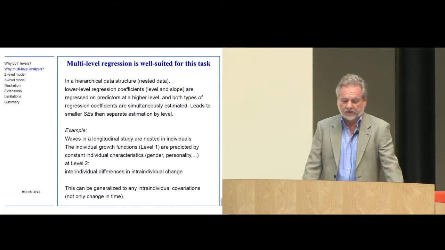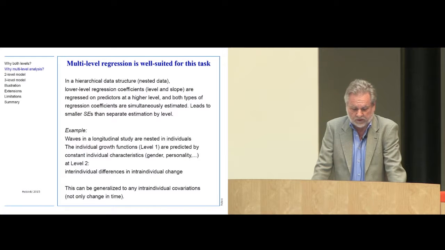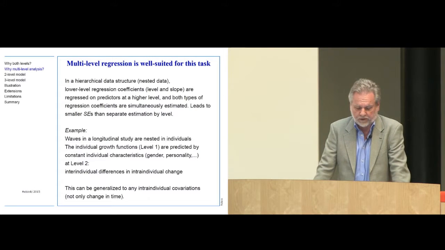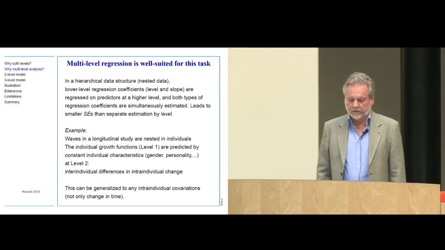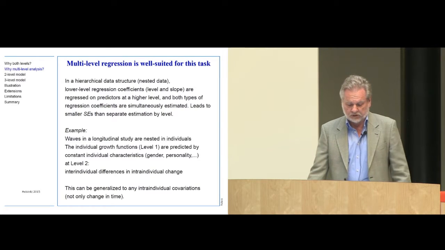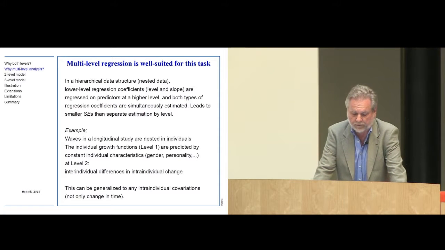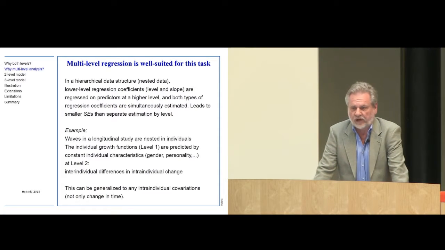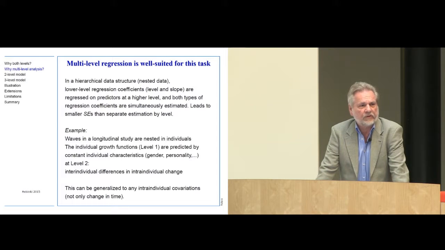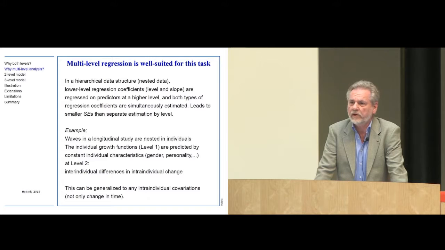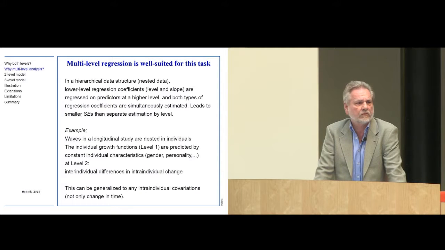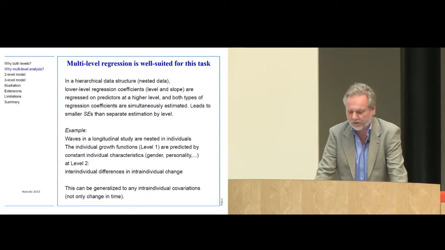For example, waves in a longitudinal study are nested in individuals. We have seen examples of this. So individual growth functions at level 1 are predicted by constant individual characteristics, such as gender and personality, at level 2. And then you have inter-individual differences in intra-individual change. But this can be generalized to any intra-individual covariations, not only change in time. We have only seen examples here about change in time. These were the only examples for within-person differences, and this is obviously not enough from a personality perspective.